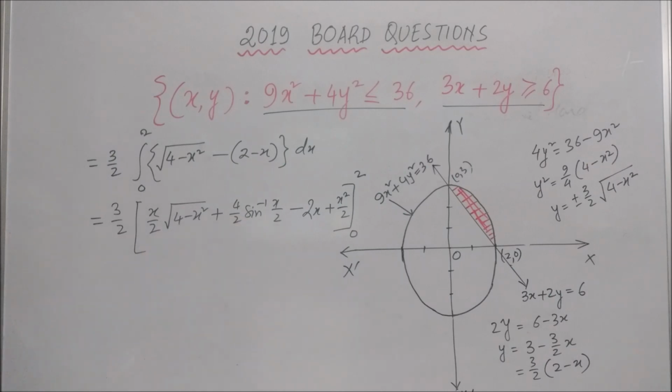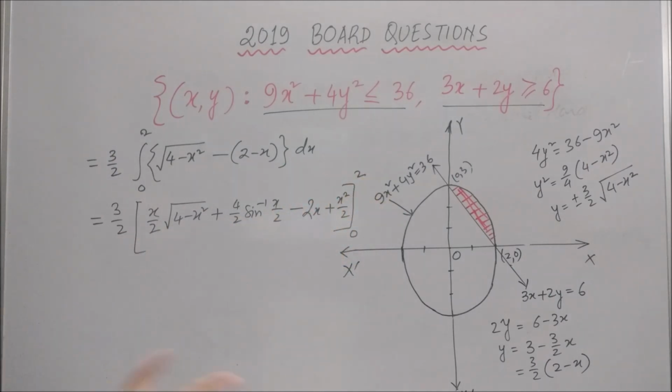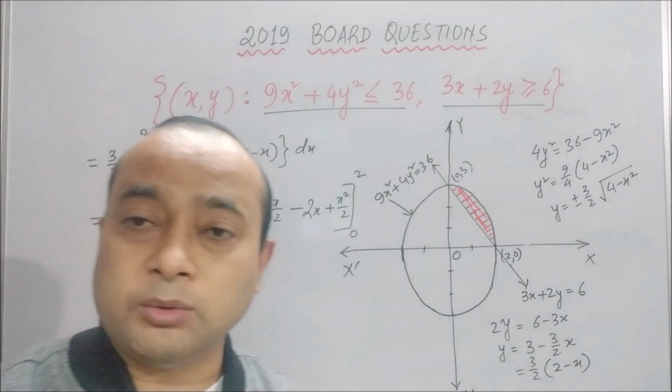So in this expression, now you first put 2 upper limit minus lower limit 0. Whatever answer comes, that is the required answer. Plus after the answer you have to put square units because it is the area.